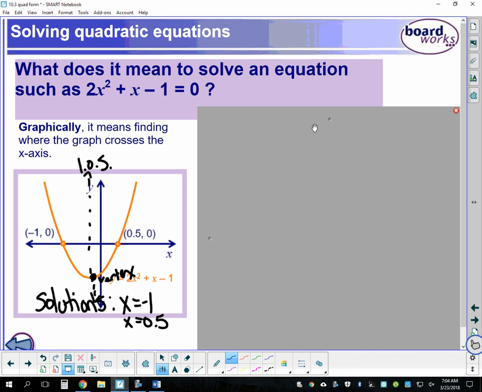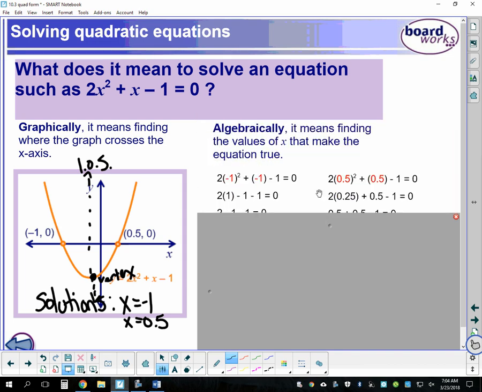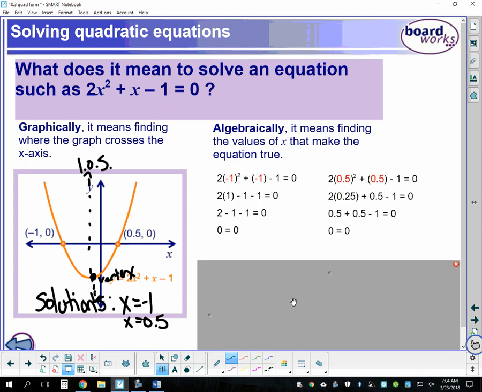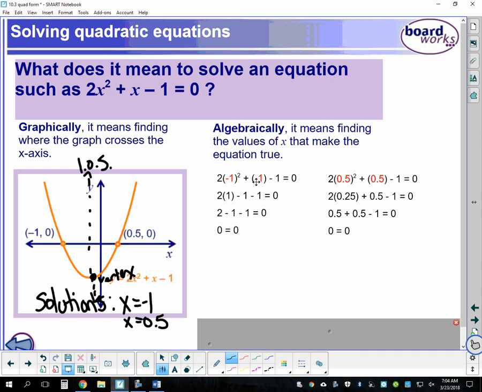What does it mean to solve an equation algebraically? It means you're finding the values of x that make the equation true. So we would have to solve it and figure out what x is. And when we're saying it makes it true, it means when we plug that number back in, so I'm plugging -1 into my original equation, I get a true statement after I simplify it all. Same thing here, I plug 0.5 in, I get a true statement after I simplify everything.